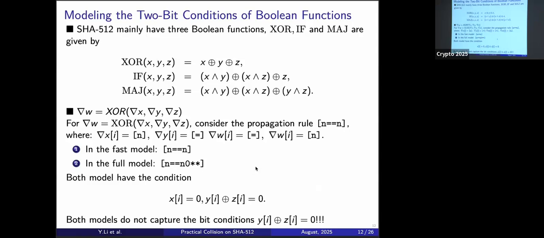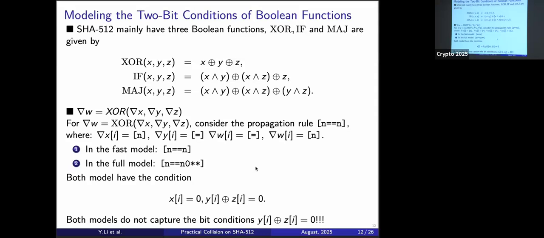Next, we will introduce how to reduce the number of two-bit conditions. SHA-512 mainly has three Boolean functions: XOR, IF, and MAJ, given by these three equations. We will use the XOR Boolean function as an example, for which previous researchers proposed two Boolean function models, the fast model and the full model.